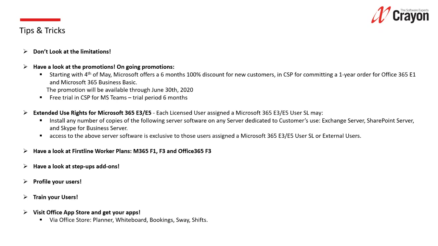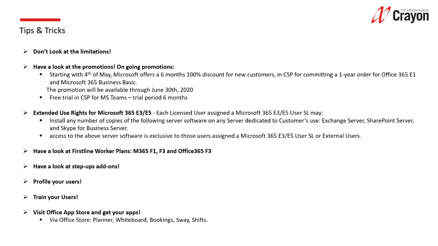The third tip and trick is referring to the extended usage right for Microsoft 365 E3 and E5. So each licensed user assigned with one of these plans, you can install any number of copies of the servers on-prem. So Exchange Server, SharePoint Server, and Skype for Business Server. But be aware that these servers can be used only by those users that are assigned with the Microsoft 365 E3 or E5 license.